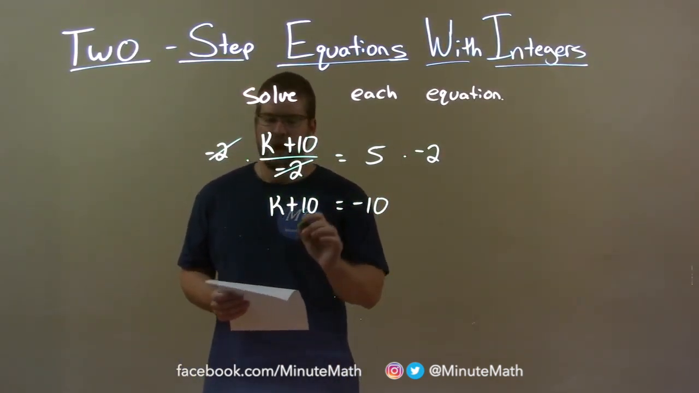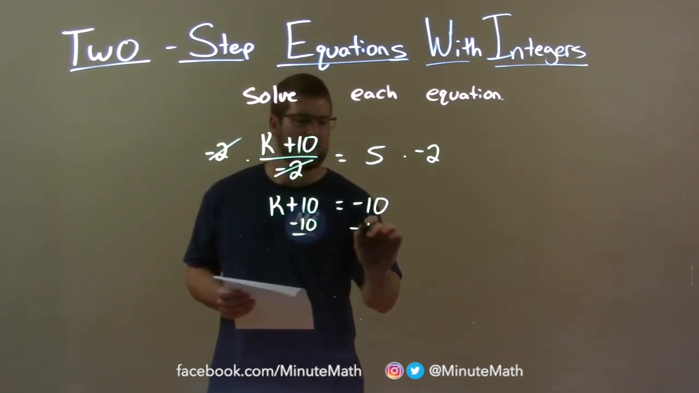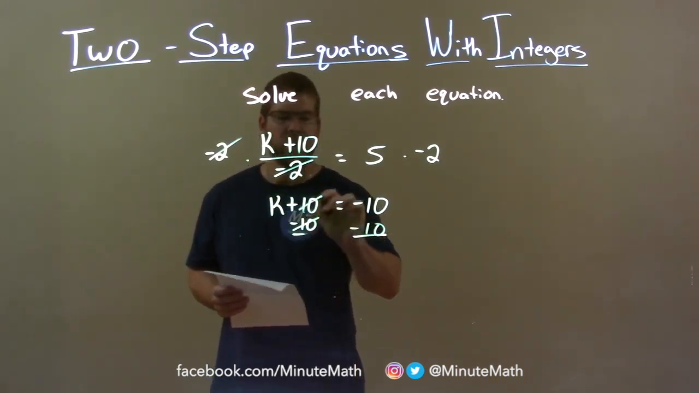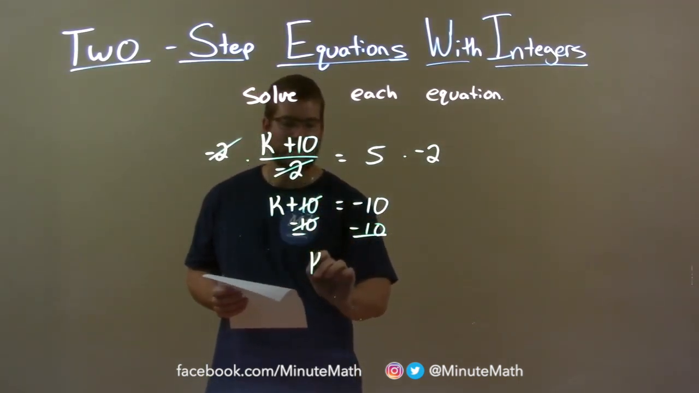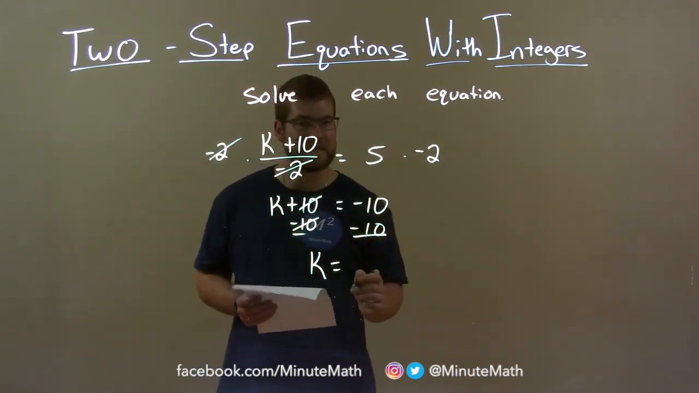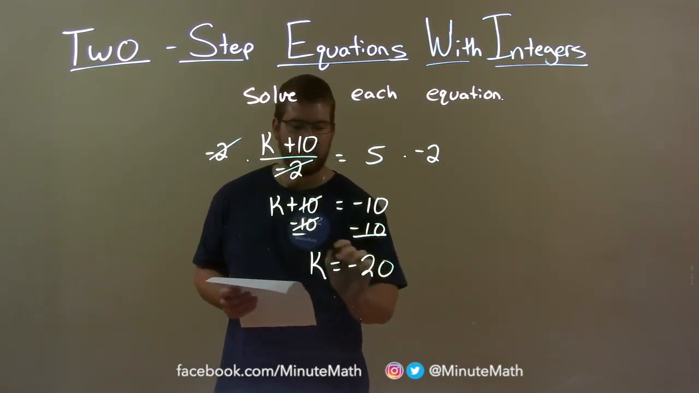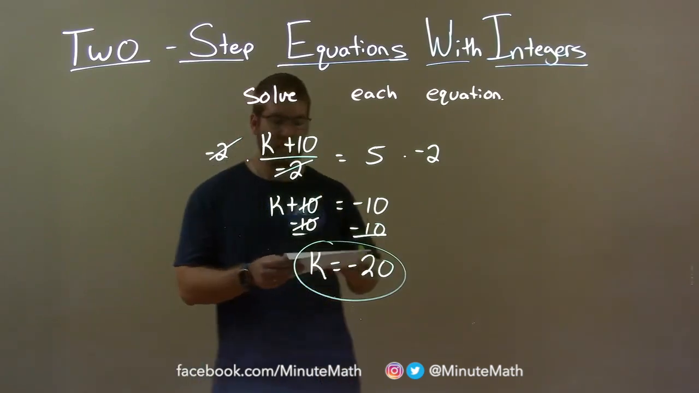Opposite of addition, subtraction. So if I subtract 10 from both sides here, the 10's cancel on the left, giving me k by itself, and negative 10 minus 10 is a negative 20. And so my final answer here is k equals negative 20.